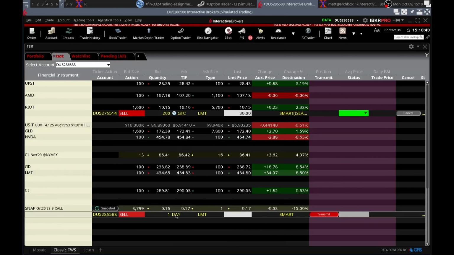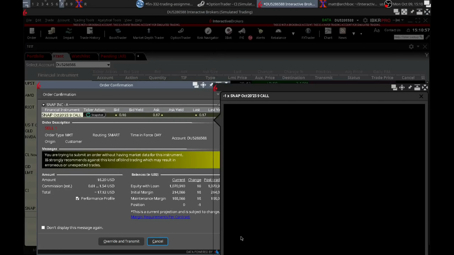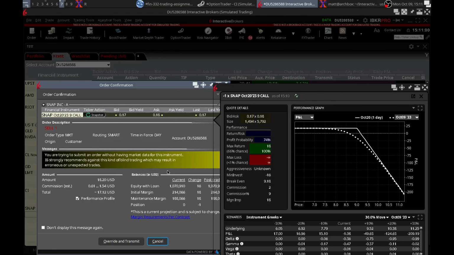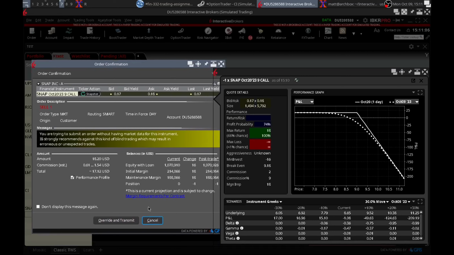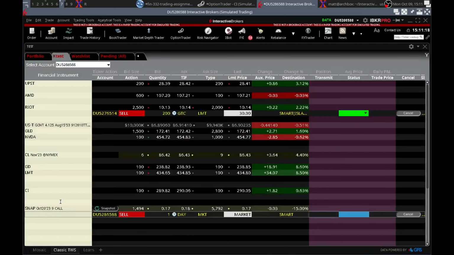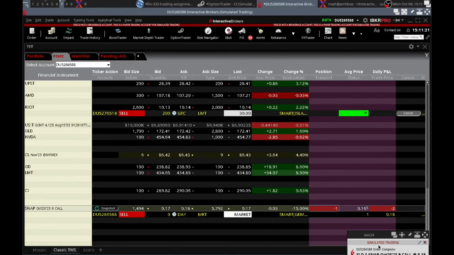Now, one thing, note the bid-ask spread is actually fairly narrow here. Looking at it, there's a lot of options for trade at the bid. I could probably change this to a market and not worry about hitting 16, and go ahead and transmit. Yeah, well, the market data we have here is delayed, and normally I wouldn't trade anything with delayed market orders. However, for the trading assignment, we can go ahead and override and transmit, and I've sold one call option.